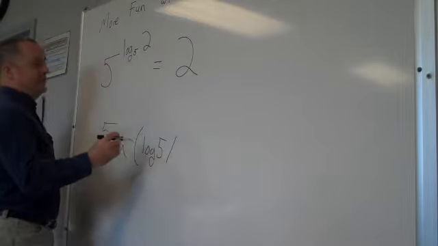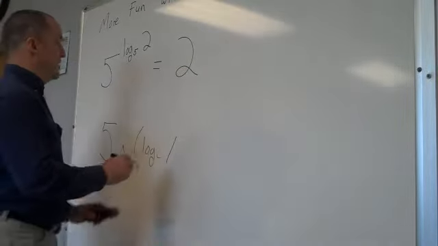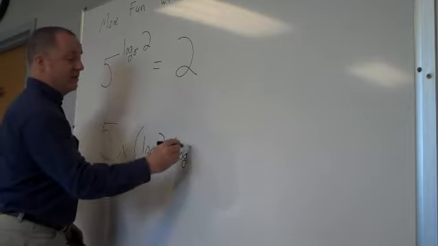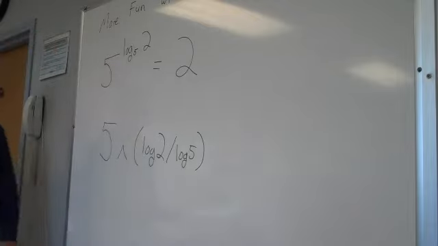Whoops. It's up to 2. Nope. I would say log base 10 of 2 divided by log of 5. It's got to be the logarithm of both. You'd have to write it like this on the calculator. And if you do this on the calculator, you should get 2.